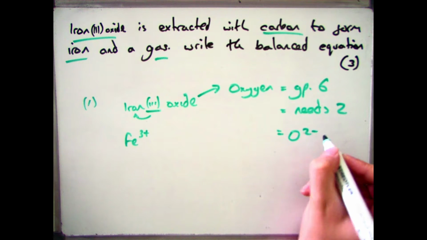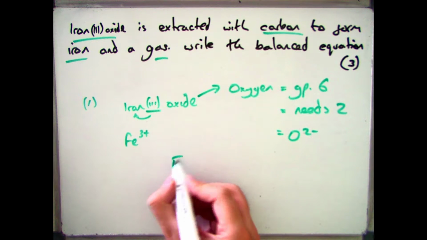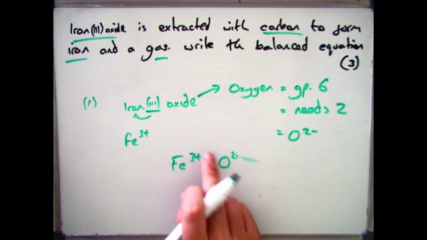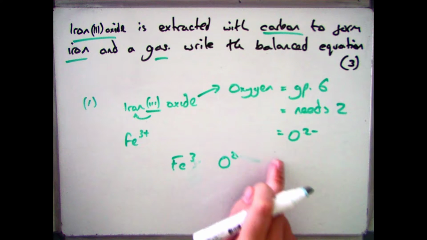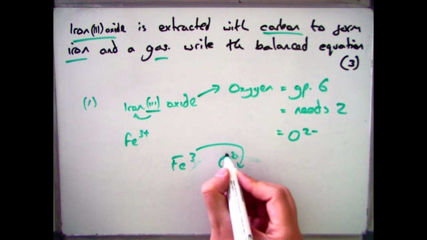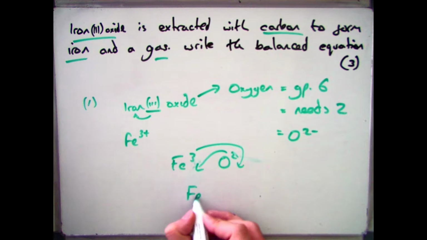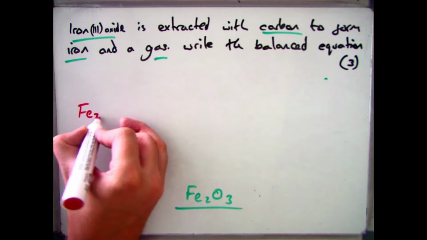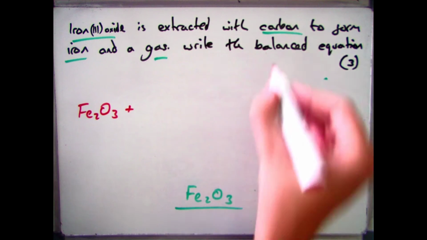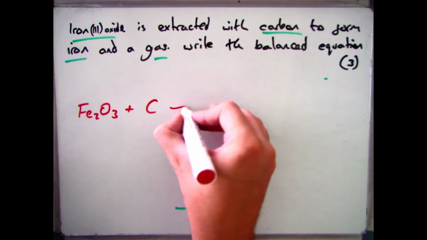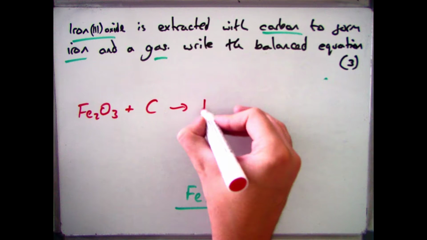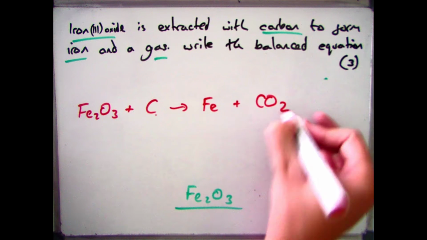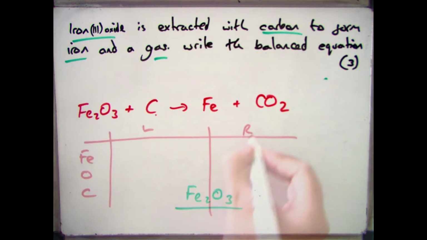Oxygen's in group 6, needs 2 electrons, so it becomes O2-. Therefore my formula is Fe3+ O2-. We ignore the plus and minus, take the number of the charge like you normally do, and then swap it around. So it becomes Fe2O3. And as the question says, I'm reacting that with carbon. I'm going to extract my metal, which in this case is iron, Fe, and the gas I've always told you is carbon dioxide. So now we've done that, it's time to balance.